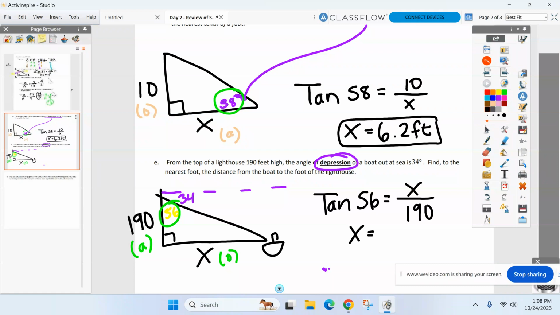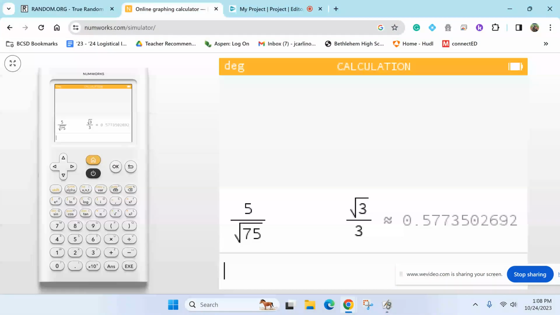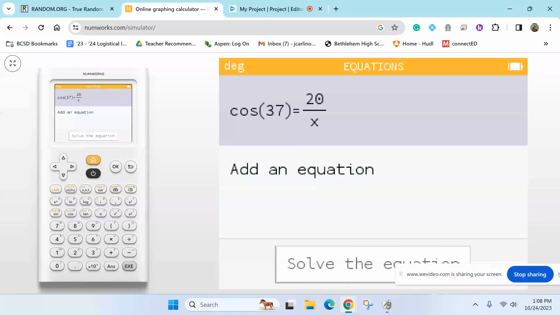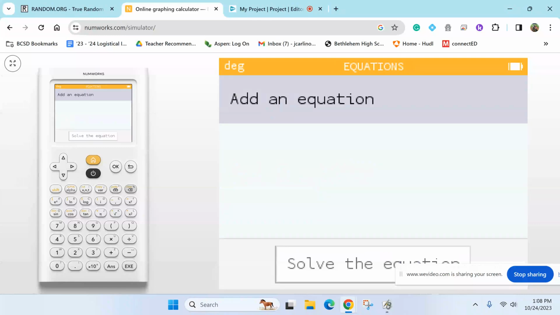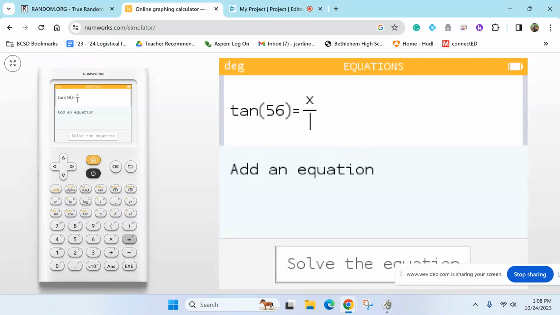282? I got 190, 10, 56. Yes. So we got tan 56 equals x over 190.